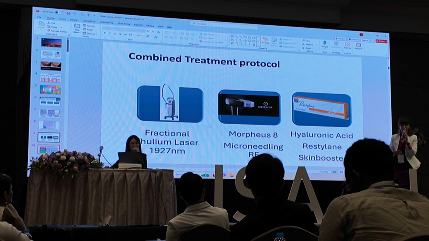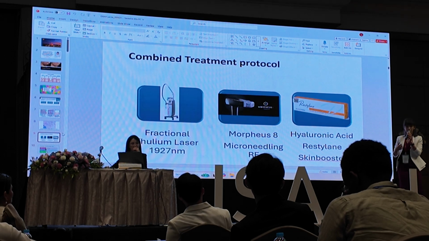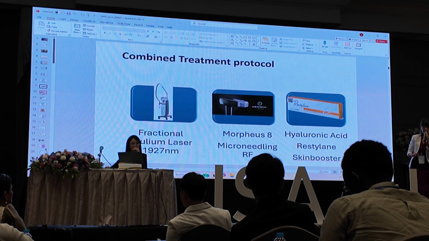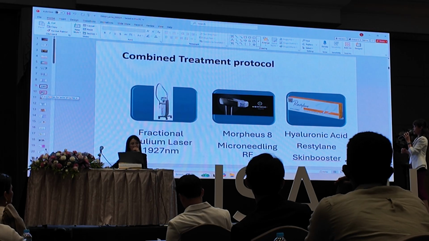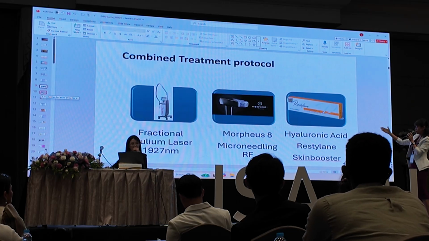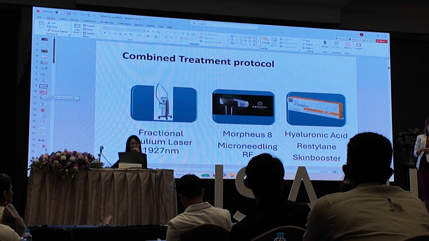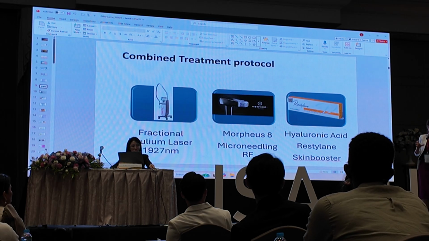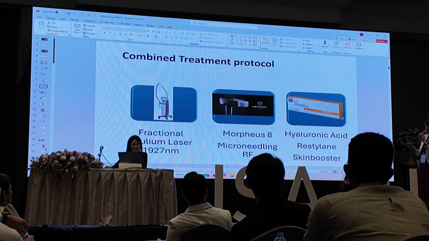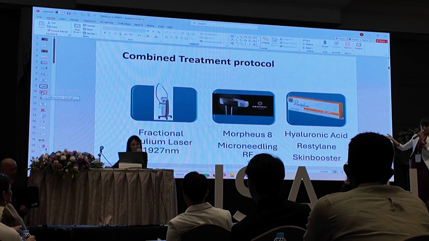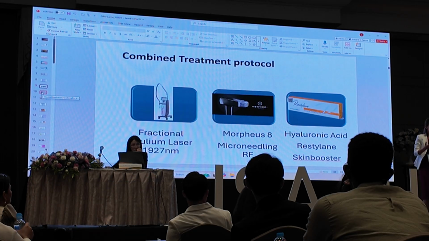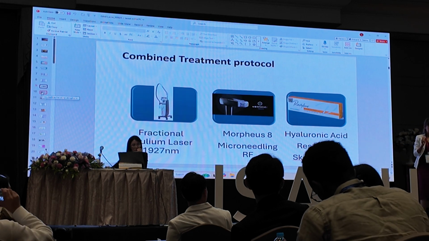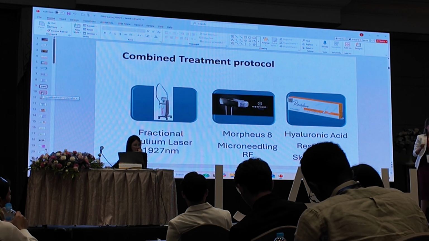So we have to combine multiple treatments, because the scar is deeper than we think, and the dermal change is greater than we think. For this combined treatment, I'm utilizing microneedling RF in the middle, which can tackle the deeper layer, the collagen in the dermal layer, and even the superficial subcutaneous layer. The fractional thulium laser can tackle superficial skin resurfacing. And Restylane Skin Booster is for localized severe acne scars.